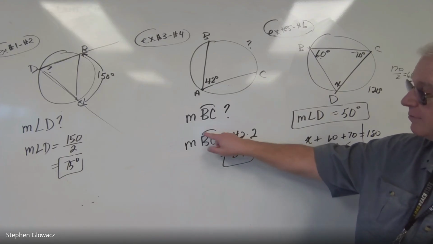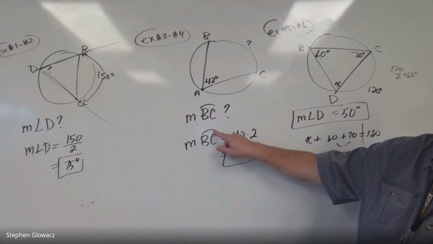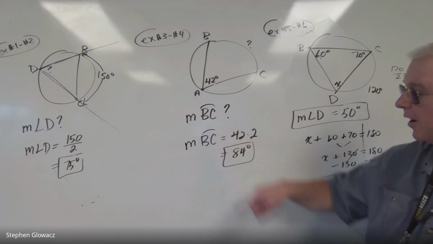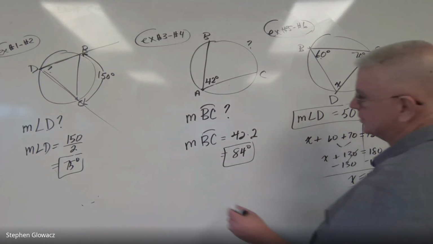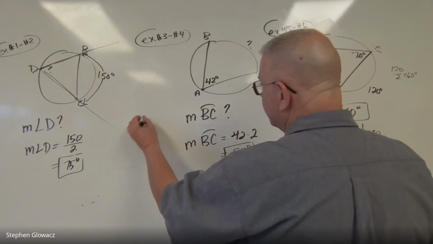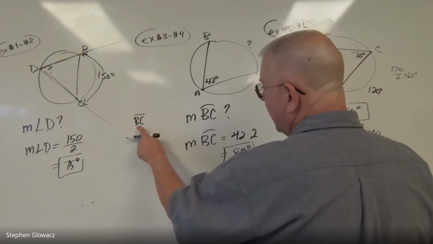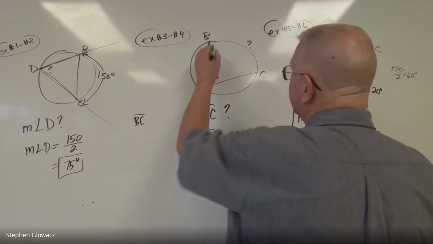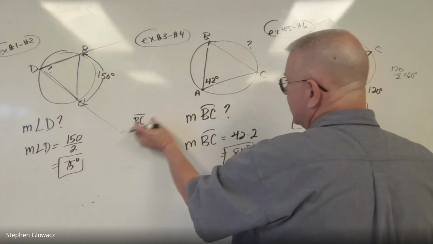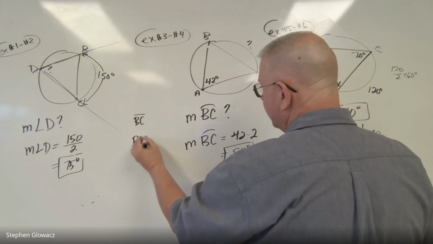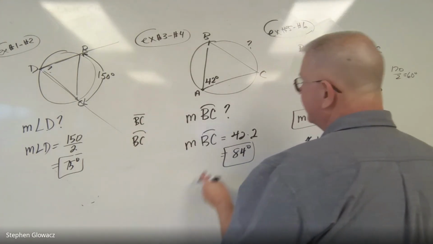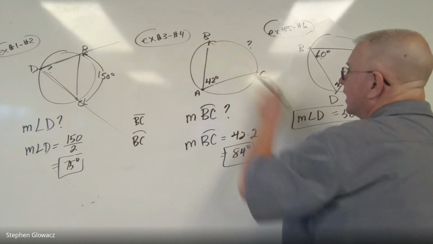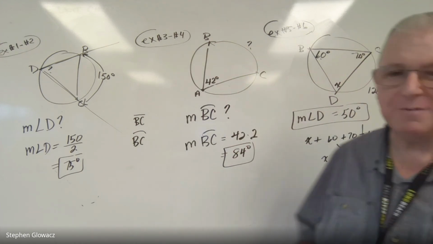This is the symbol for arc. I don't think we've encountered that recently. It's that little curve mark. And don't confuse that with a line segment. If we had line segment BC, like if we connected these, that's a line segment. But when we have the little curve there like that, that means we're talking about the arc. All right, so that is it for 15.1.